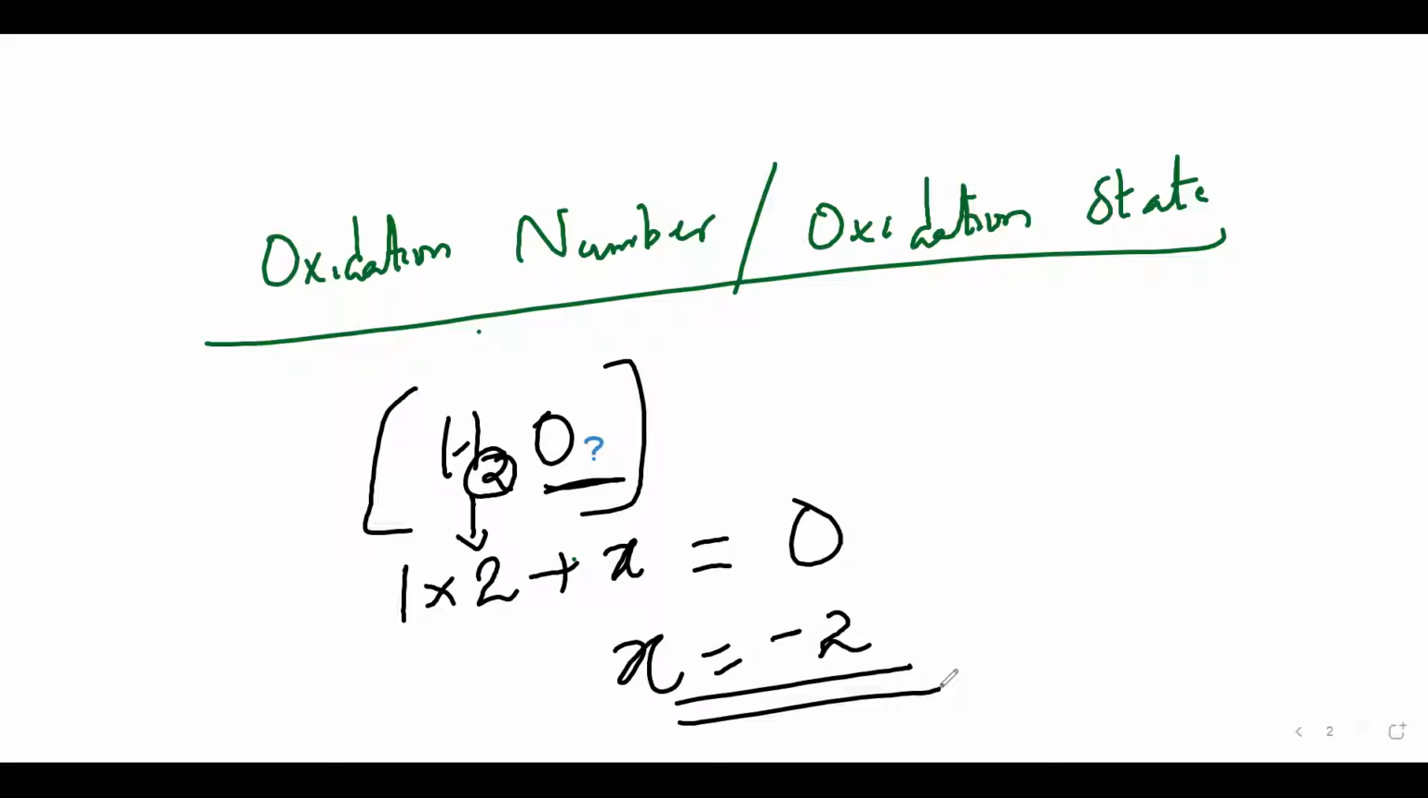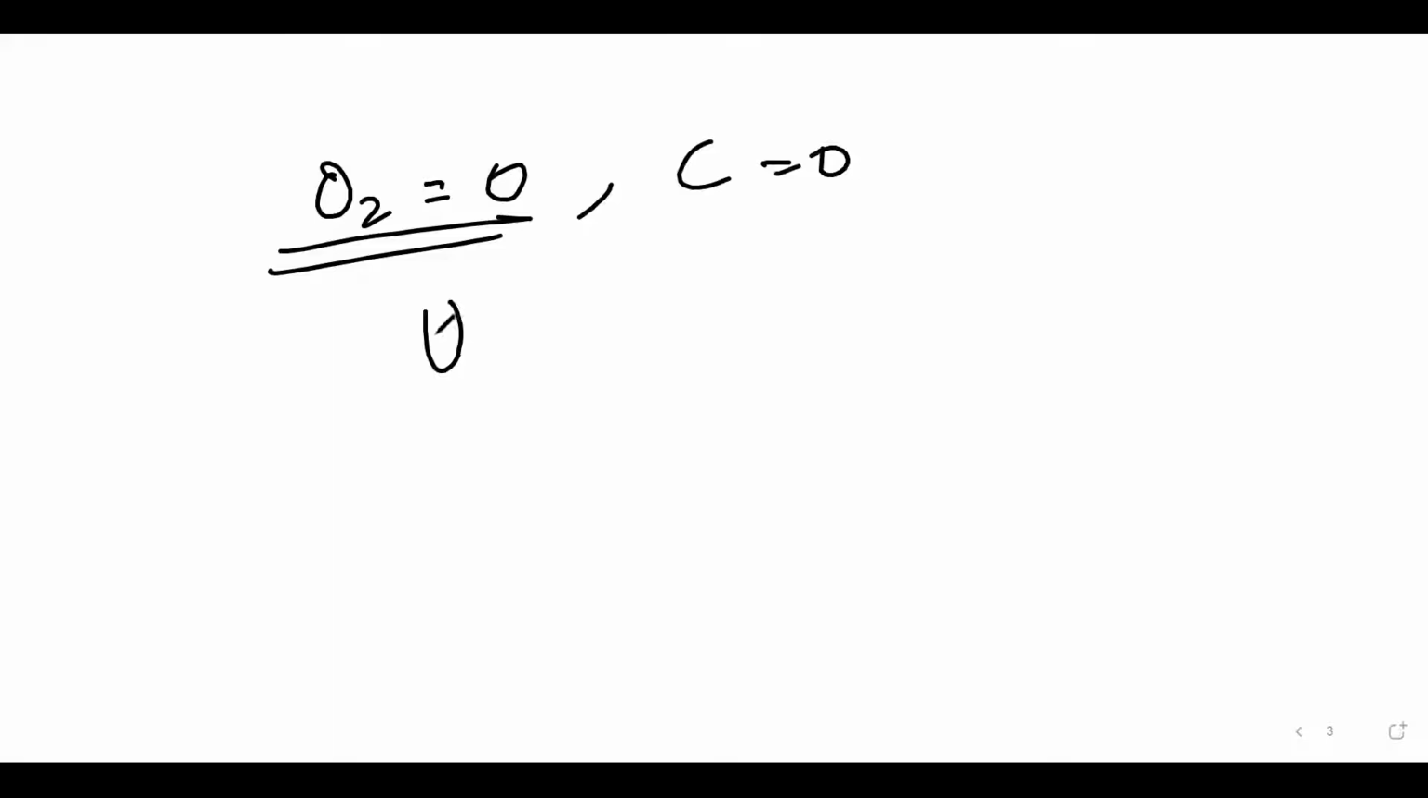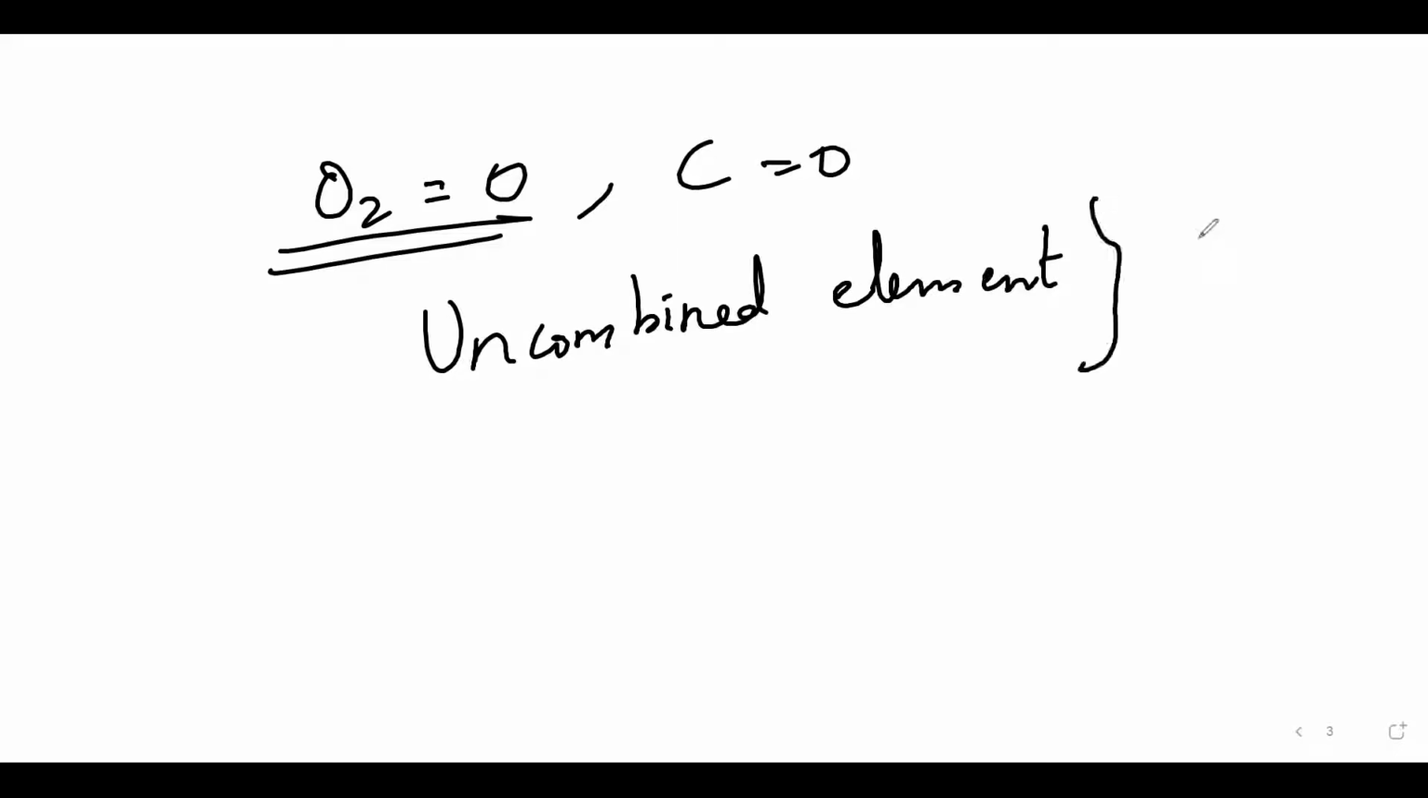So if I take just oxygen, if someone tells you, what is the oxidation state of oxygen? 0. What is the oxidation state of carbon? 0. In the sense, uncombined elements, which are not compounds, the oxidation state or number is 0 itself.